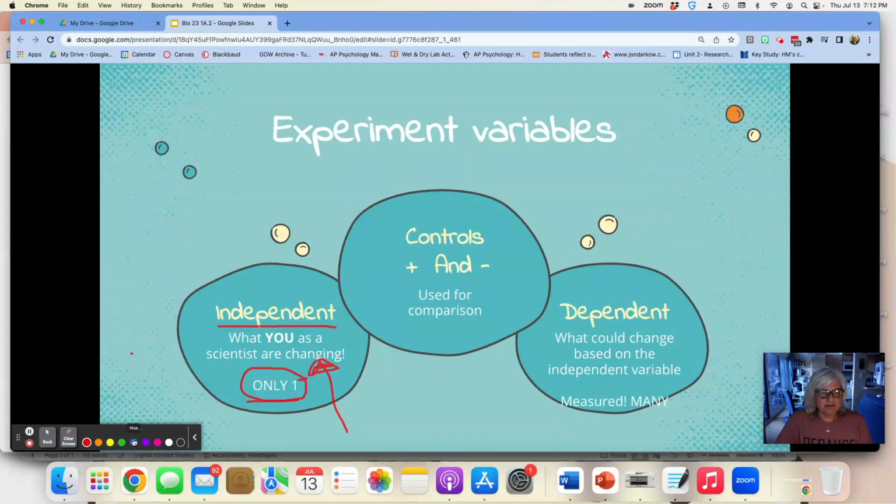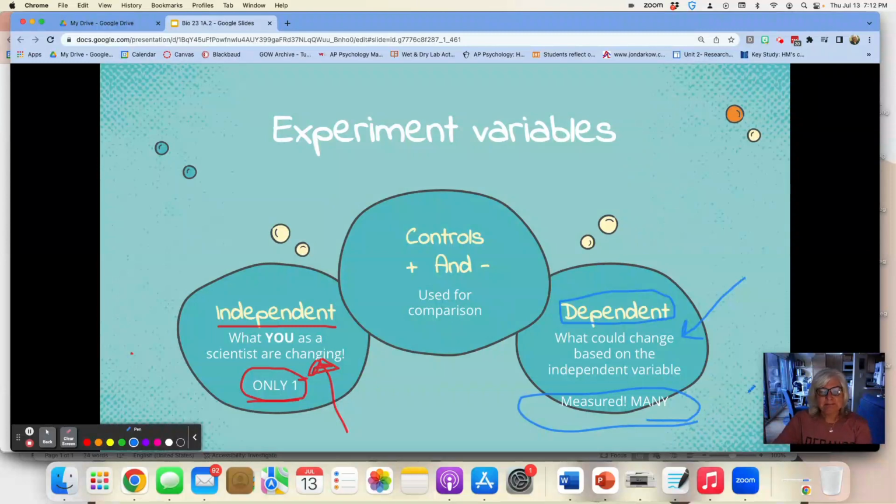The other variable is a dependent variable. You can kind of think about this one as depending on the independent variable. So, you are going to be measuring this one, right? And you can have a ton of these. The more, the merrier.